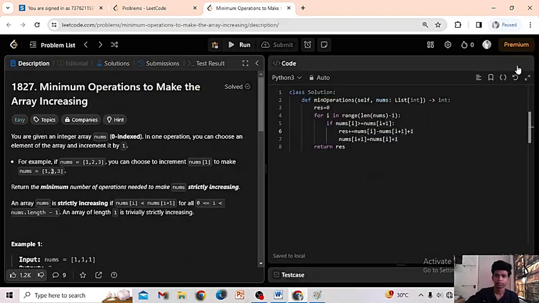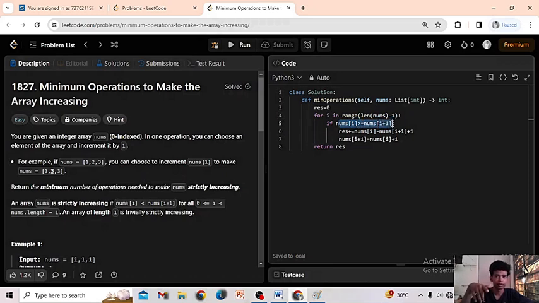Let's see the code. See here, result is equal to 0. For i in range of len of nums minus 1, if nums of i is greater than or equal to nums of i plus 1, I have told you, right? If it violates the condition, if it is not in strictly increasing order, then result plus equals nums of i minus nums of i plus 1, plus 1, because I can increase the i plus 1 element by that much, right? So that's how much operation I need, right? So I have given this formula and I have added it into the result.